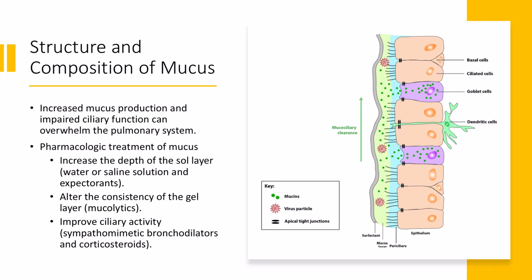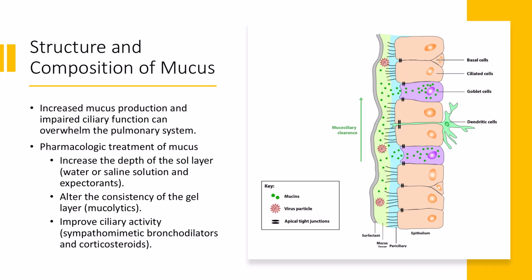Frequent recurring respiratory infections are a hallmark of impaired mucus clearance. The pharmacological treatment of mucus-related respiratory issues focuses on improving mucus clearance, reducing airway obstruction, and enhancing ciliary function. These treatments target different layers of the mucus structure, the sol layer, which is the watery layer near the cilia. It is here we will learn about the use of bland aerosols and expectorants.